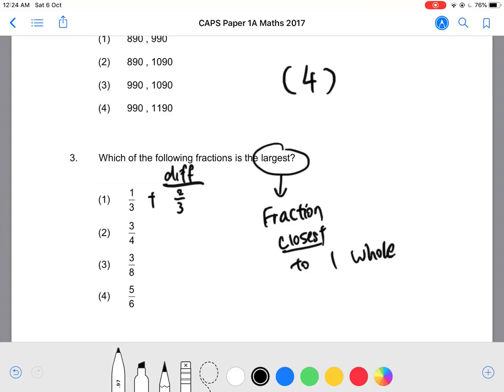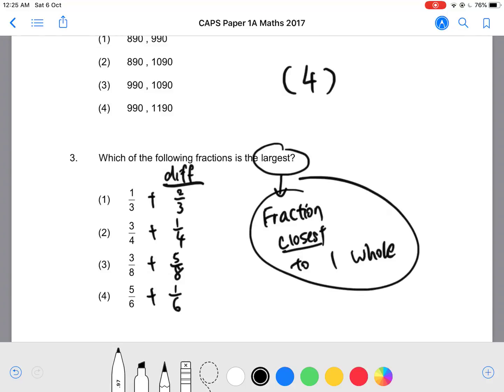For example, in this case, I need 2/3 to become 1 whole. This one I need 1/4 to become 1 whole. This one I need 5/8 to become 1 whole. This one I require 1/6 to become 1 whole. So for a fraction that is closest to 1 whole, I just need to add a tiny little bit of fraction and it becomes very close to 1 whole already. So in this case, 1/6 is a very small fraction. I just need to add a very small fraction to 5/6 and it becomes 1 whole already.